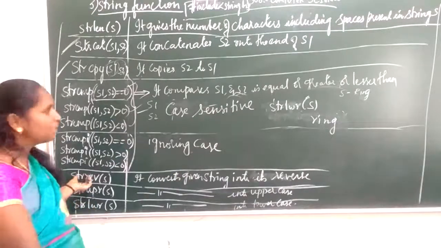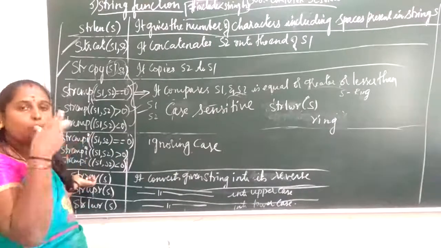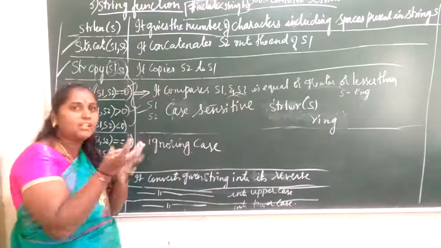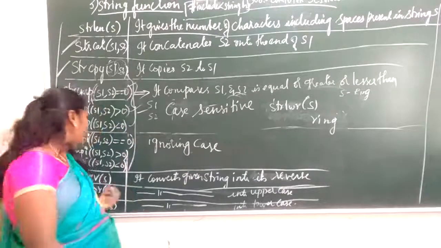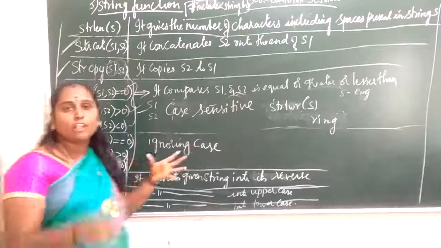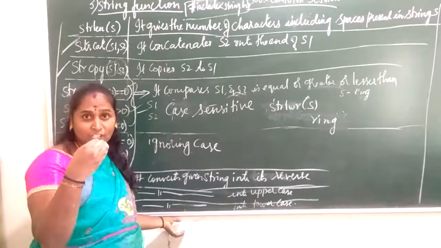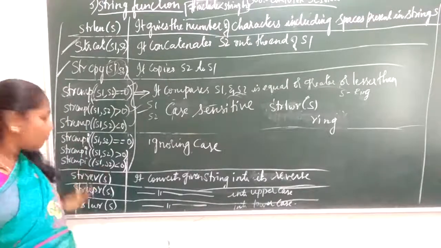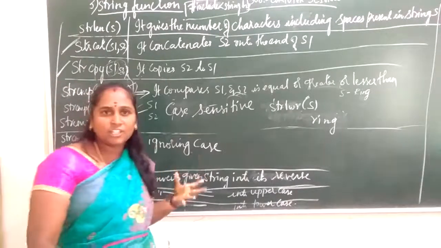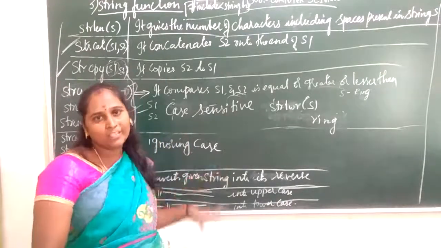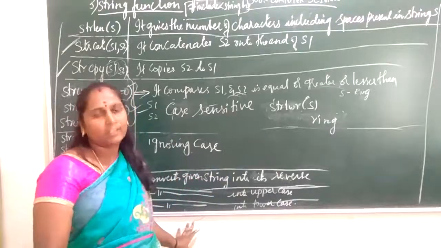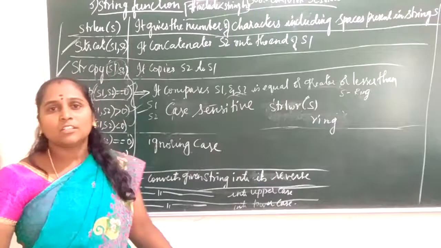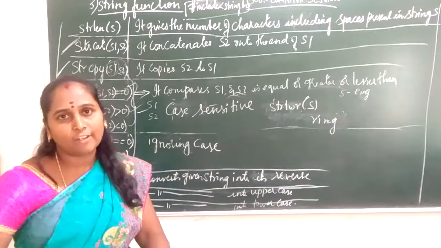So string reverse means it is going to reverse the given string, whatever string is given, just the quite opposite. String upper means it is going to convert the given string into upper case. And string lower means the given string will be converted into lower case. So this is about your string functions. Next we will see what console input output functions are.